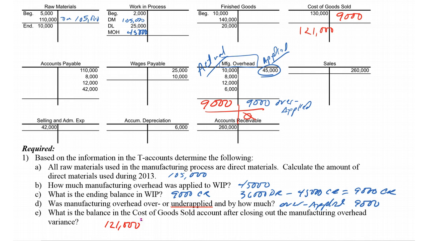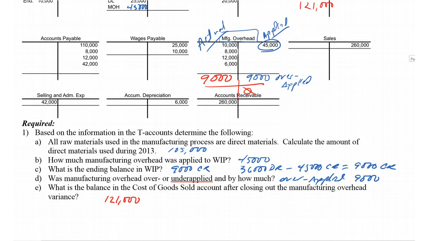And the rationale behind that is we applied 45,000 to work in process that then went through the cost flows and ends up in cost of goods sold. But it ends up being 9,000 too much, more than we should have. If we'd had perfect knowledge, we'd have only applied 36,000. So now we're going to reduce that by that amount.